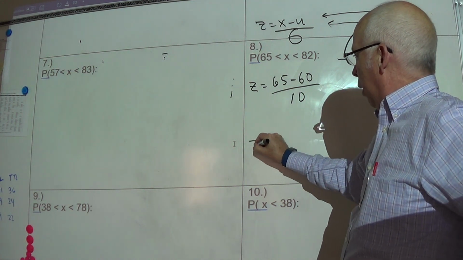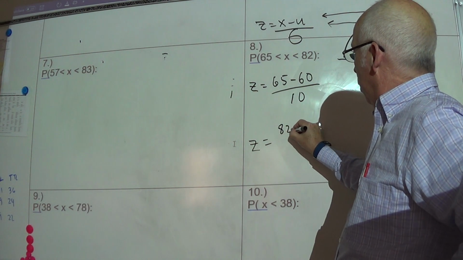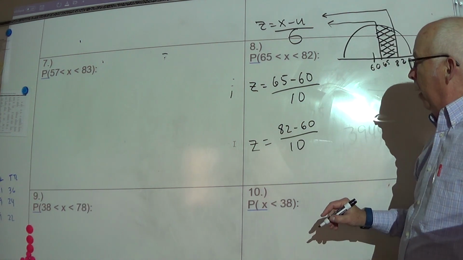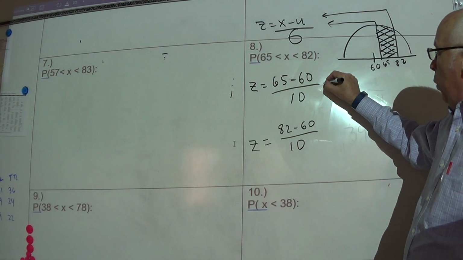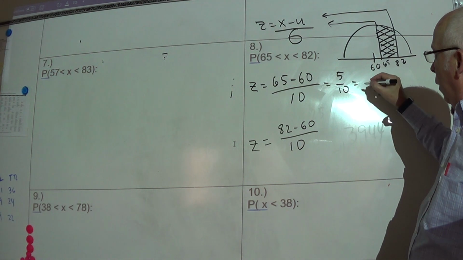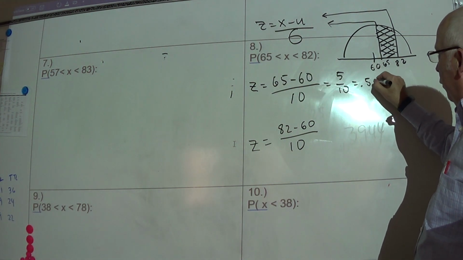All right? And I'm going to set them both up because we're going to kind of work them simultaneously. And the other value is 82 minus 60 over 10. Fairly basic math, you might not even need a calculator. So in this case, we got 5 over 10. So our z-score for 65 is 0.50.